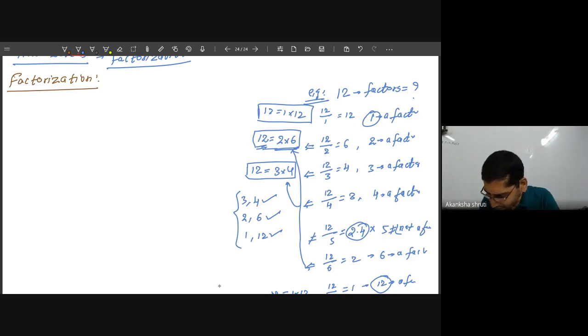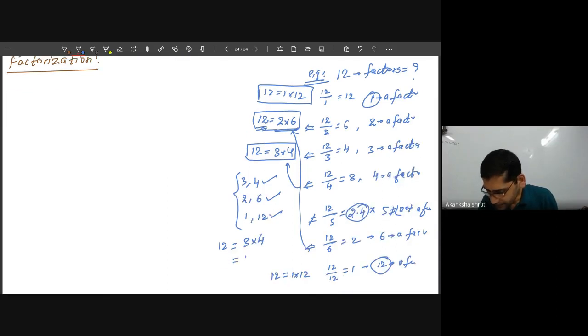So how are we verifying these factors? If the given number is divisible by this number, then it is a factor. Factor simply means the given number can be split as a product of these two. Therefore, 12 is written as 3 into 4.